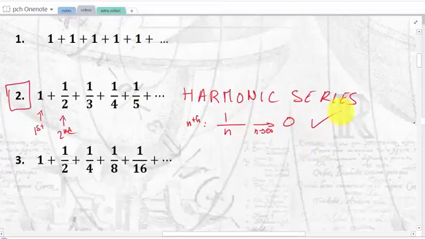So we do have that criteria that we're looking for. The terms are getting smaller and smaller and smaller. Does this series converge? No, it doesn't. Let me show you now how it was proved in the 14th century.